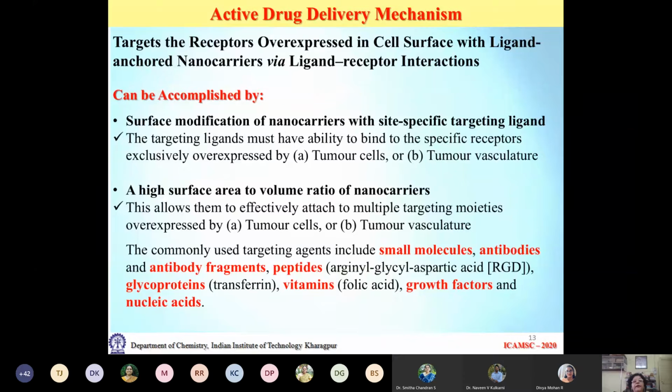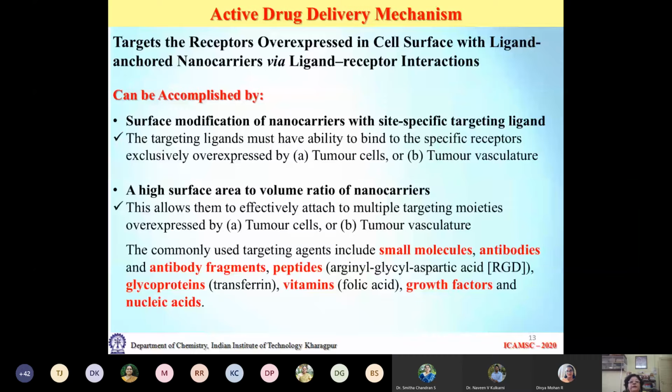active delivery, where you have a target. The target is the tumor site, the moiety targets the receptors. These receptors are overexpressed on the cell surface, and this is targeted by a ligand which is attached to the nanocarrier, and we have an interaction through the ligand receptor interaction. So we need to modify the surface of the nanocarrier in such a way that it can go and attach to the receptors which are overexpressed in the tumor sites.